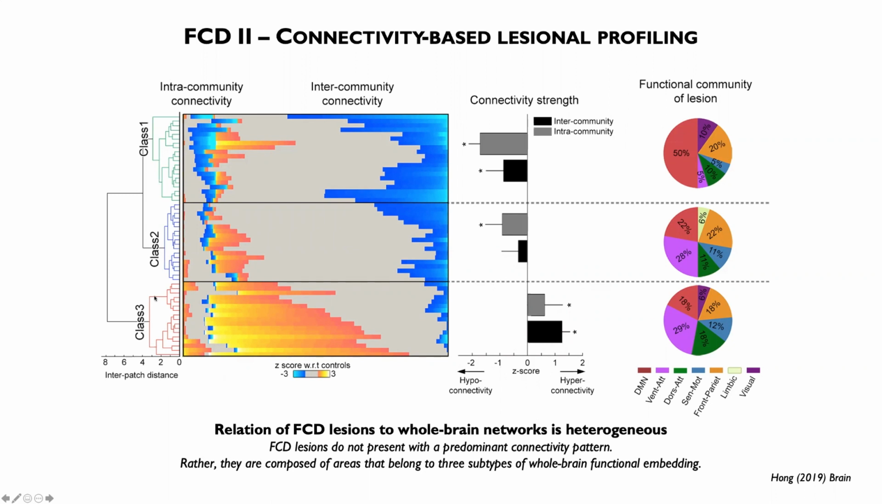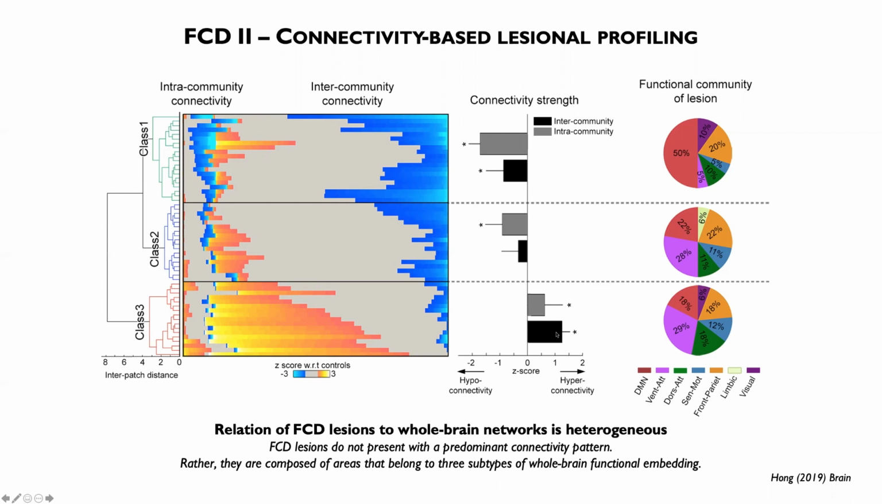The connectivity strength of each class is presented in this plot. Class 1 was characterized by decreased intra- and inter-community connectivity. Class 2 was defined by a selective decrease in intra-community connectivity, while Class 3 presented with both increased intra- and inter-community connectivity.